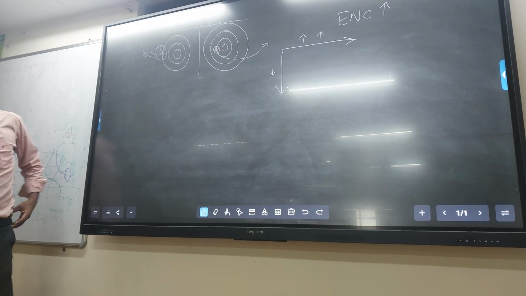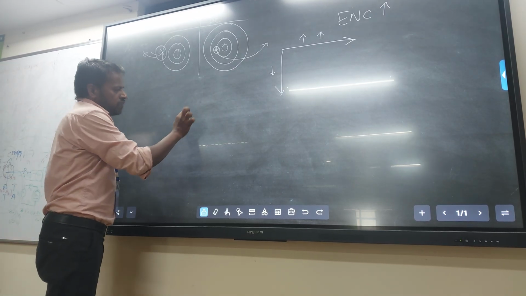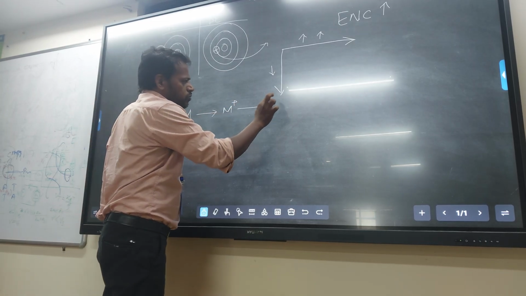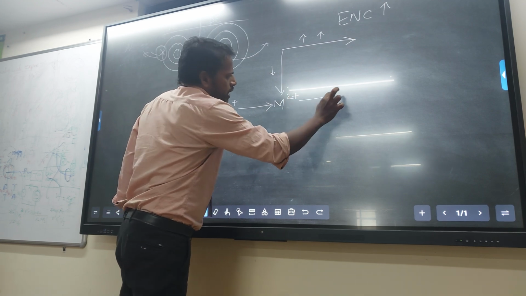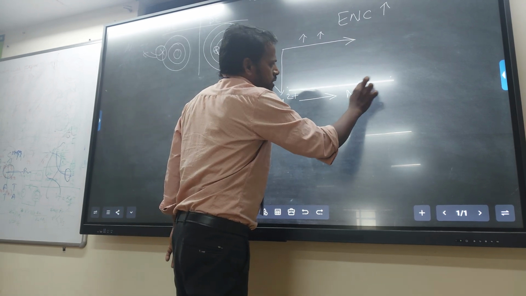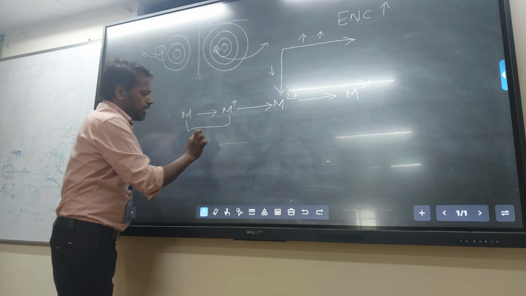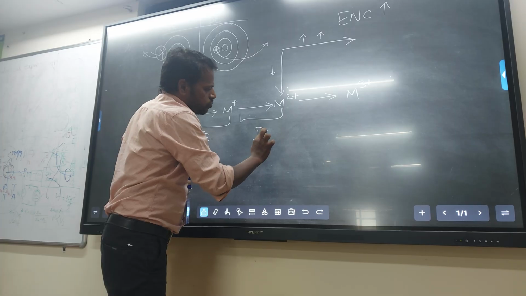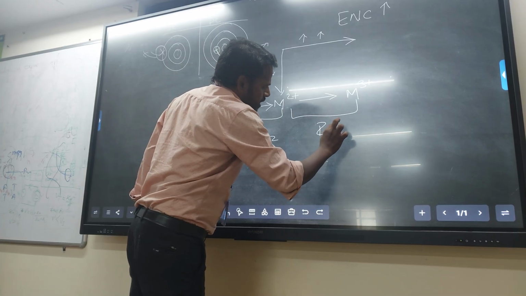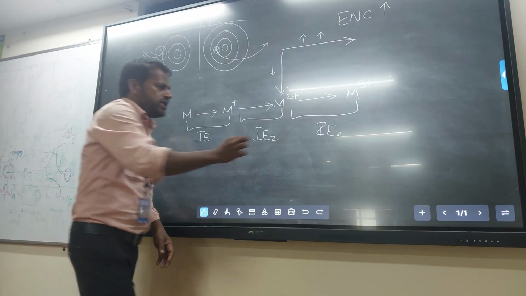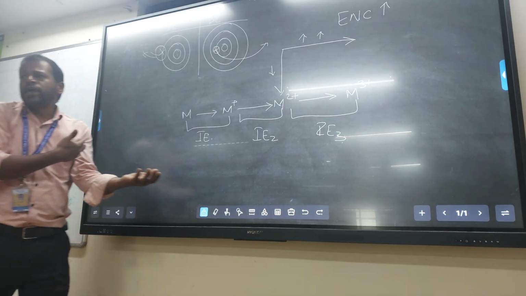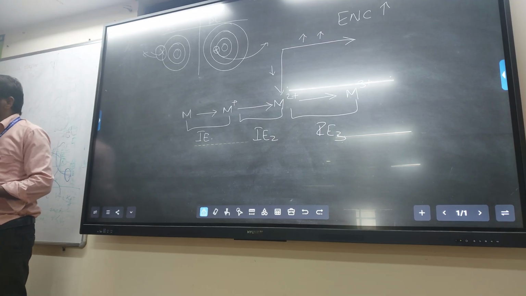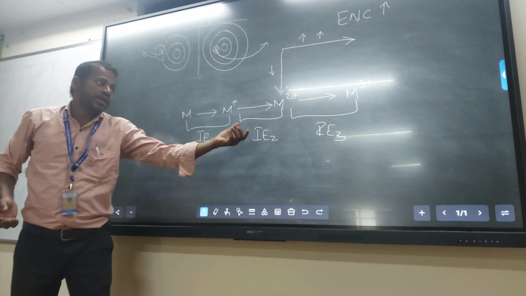Then what happens? You know the ionization energy. For example, for a metal, M to M plus to M2 plus, and M2 plus to M3 plus. From M to M plus is IE1, the first ionization energy. From M plus to M2 plus is IE2. From M2 plus to M3 plus is IE3. So which one needs more energy: IE3, IE2 or IE1?